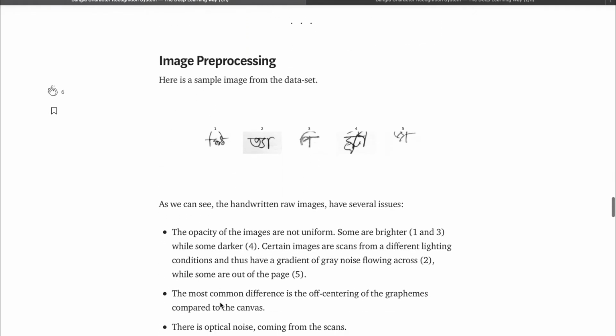Next is the image preprocessing part. We have handwritten images, and that means some images might have a problem of opacity, or some images might have a centering problem. That means some characters are not located at the center of the image, and that would add some complexity or difficulty for us to classify the characters. And that's why we need the preprocessing.